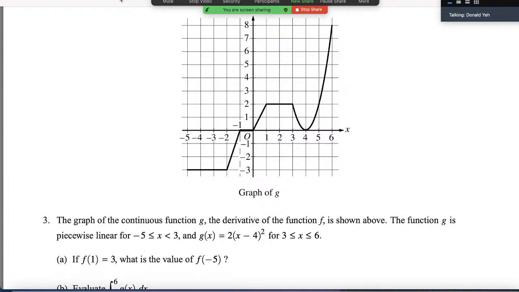Did I do something wrong? Hold on a second. Let me see. Can somebody check my math? There's something wrong. Negative 9. It's going to be 12.5. 12.5 is 25 over 2. Oh yeah, 25 over 2 is right.